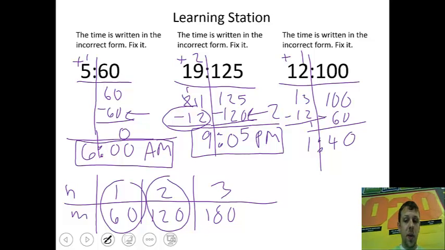Is it going to be AM or PM? It's going to be PM because it's after 12. Alright, enjoy the practice.